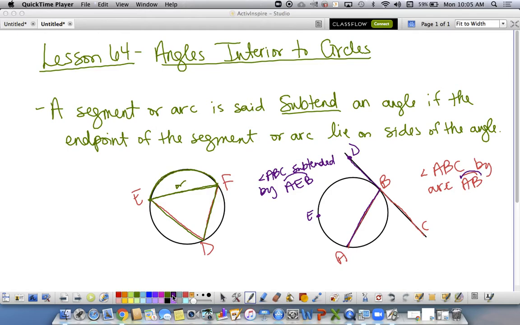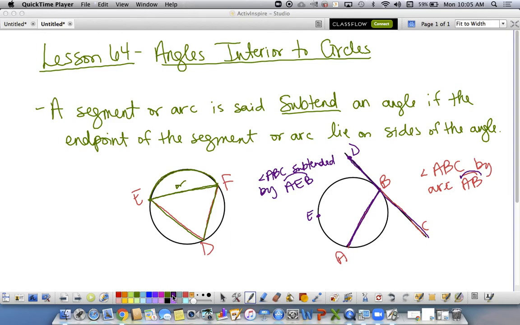So if you're looking, it says Theorem 64-1. The measure of an angle formed by a tangent and a chord. Here's our tangent. Here's our chord. Got to remember our definitions. Is equal to half the measure of the arc it subtends. So the measure of the angle is equal to half the measure of the arc.